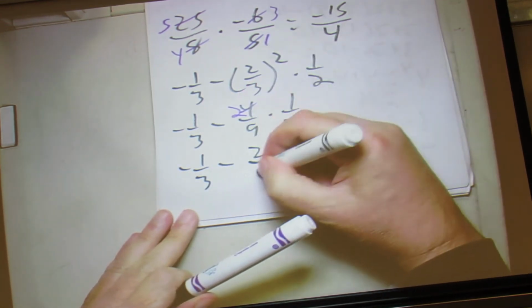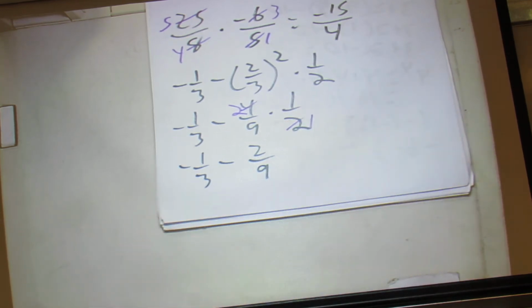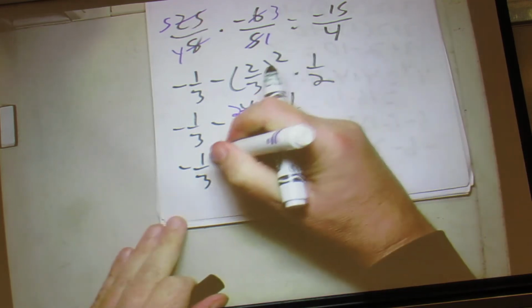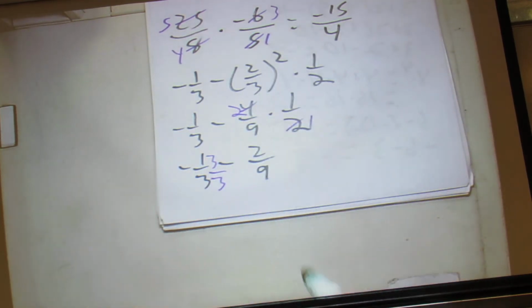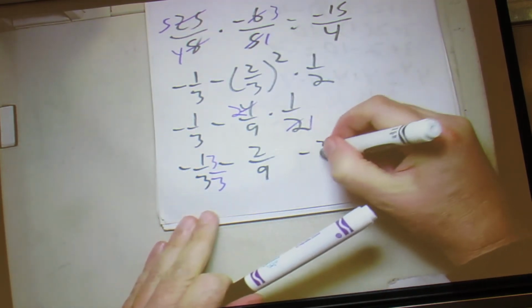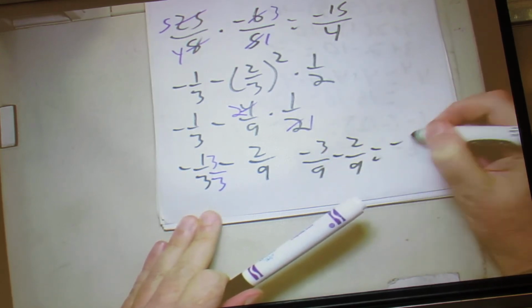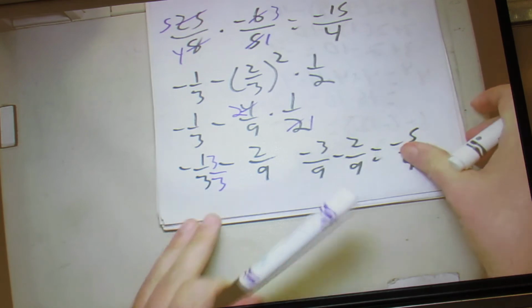1 times 9 is 9. Now our least common denominator is 9. So we're going to multiply this one by 3 over 3. We're going to get negative 3 over 9 minus 2 over 9. Which is negative 5 over 9.